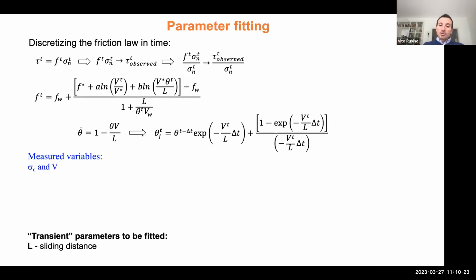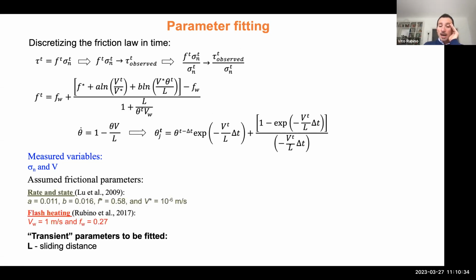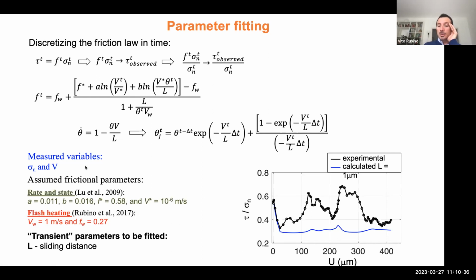versus slip. So now the idea is to use the same approach as earlier, where we want to fit the flash heating law and see whether it is capable of reproducing this behavior. And what we see is that it doesn't, because it can produce the weakening, but this richness in behavior is not captured purely by the flash heating law.